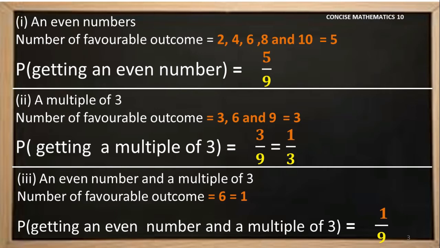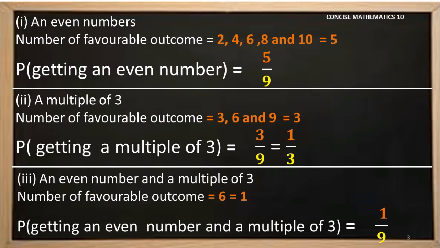Let us cross check once. First, it is 2. It is an even number but not a multiple of 3. Next, number 3. It is a multiple of 3 and not an even number. Next, 4. It is an even number and not a multiple of 3. Next, 5. It is neither an even number nor a multiple of 3. Next, it is 6. 6 is an even number and also a multiple of 3. So let us write down 6. Next comes 7, 8, 9 and 10.